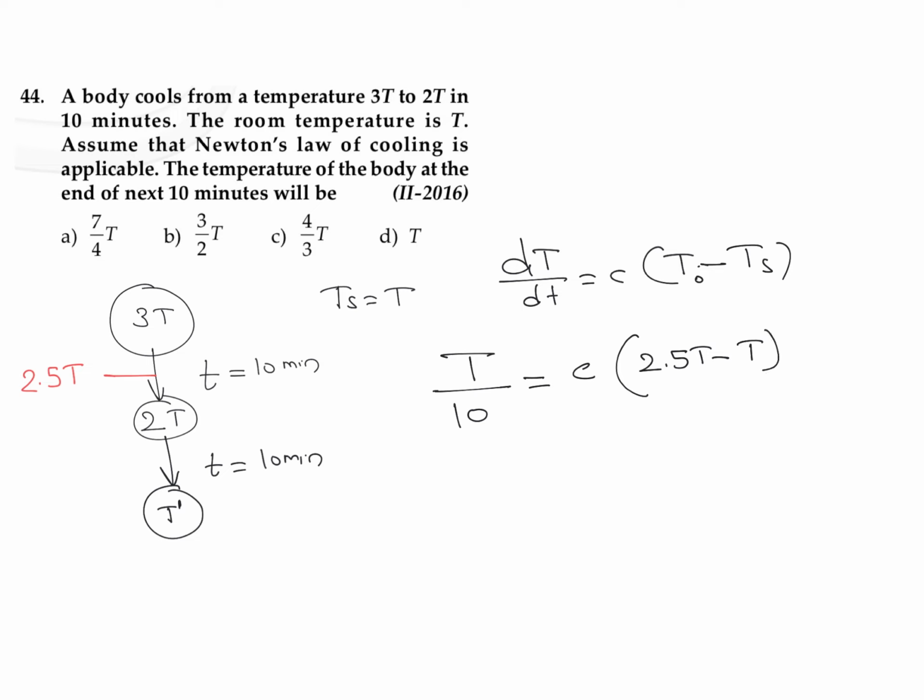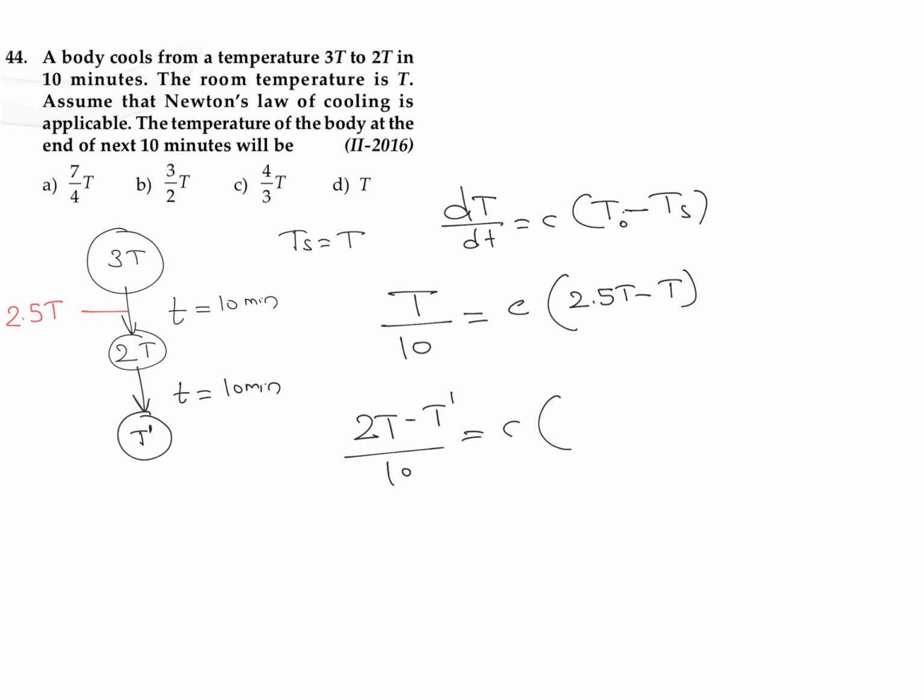Now the same thing we can write for the second situation. The initial temperature was 2T, now it has changed to T dash. So the change in temperature is 2T minus T dash, divided by the time taken, 10 minutes, is equal to a constant C into the average value, which is 2T plus T dash divided by 2 minus T.